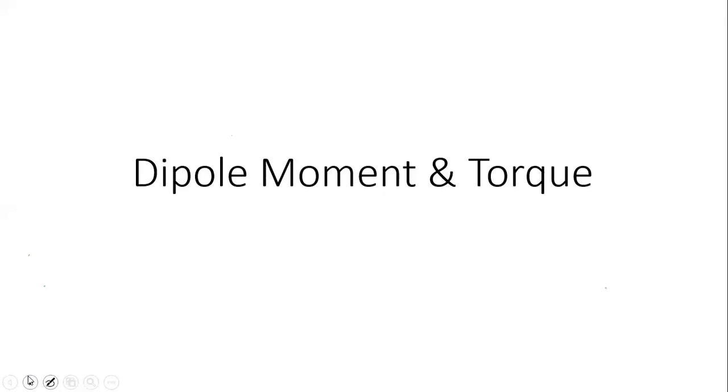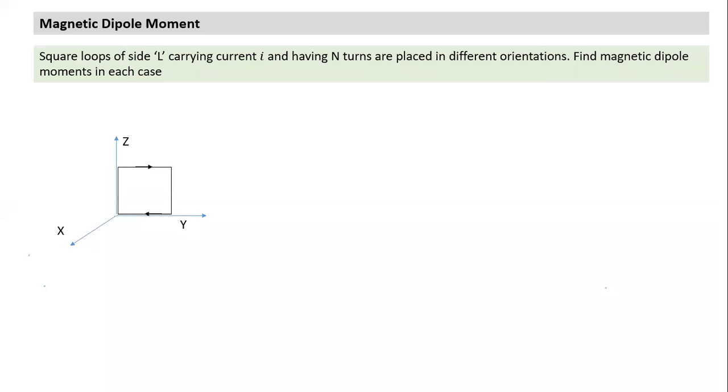Okay, let's get started. I hope all are clear on this part. Any current carrying loop is equivalent to a dipole moment. Its magnitude is equal to current into area multiplied by number of loops, and direction is given by right hand thumb rule. So again, when we look at this figure, I hope all of you can spot it is a square loop of side L carrying current I, it has n turns, and we see a different orientation.